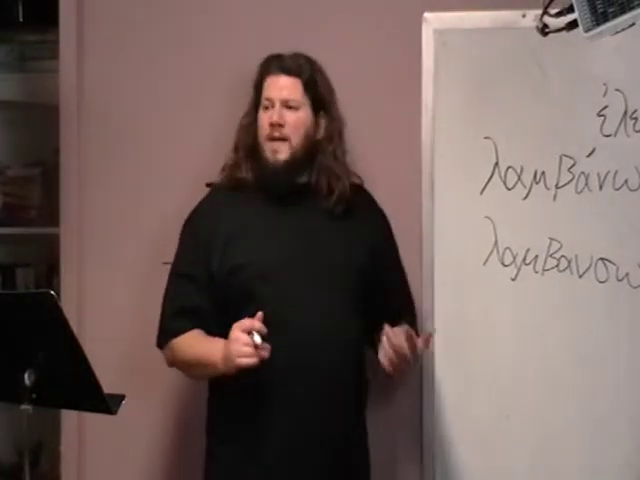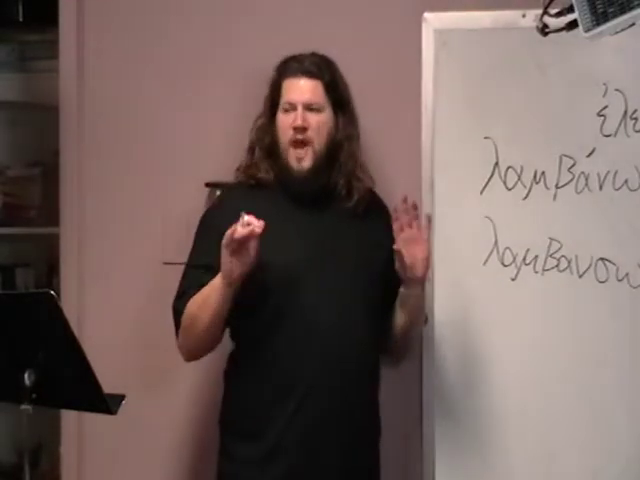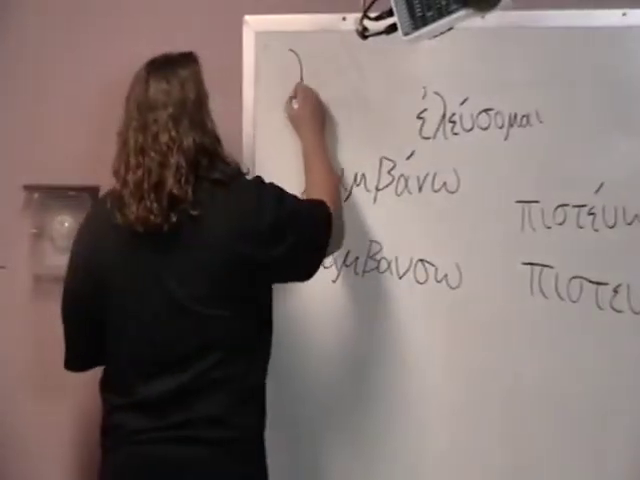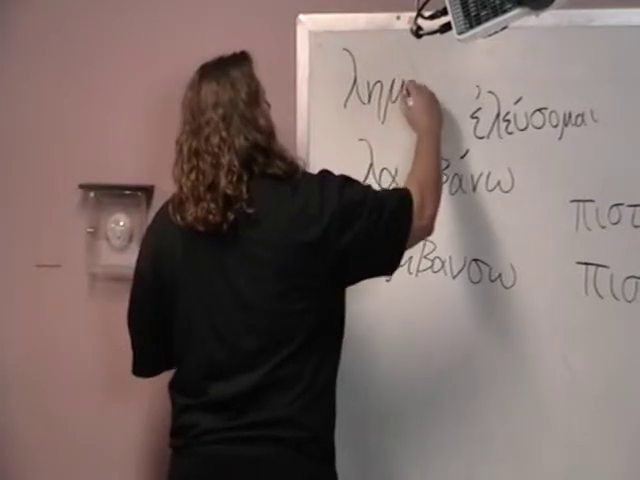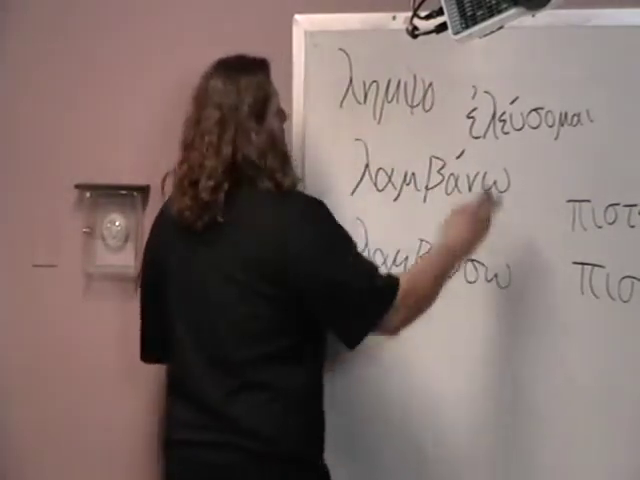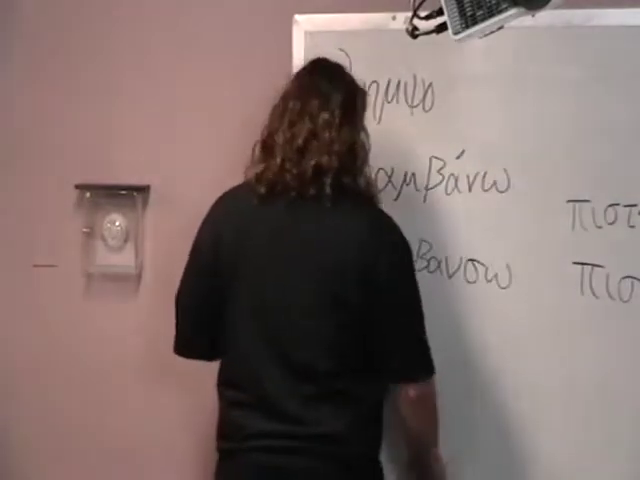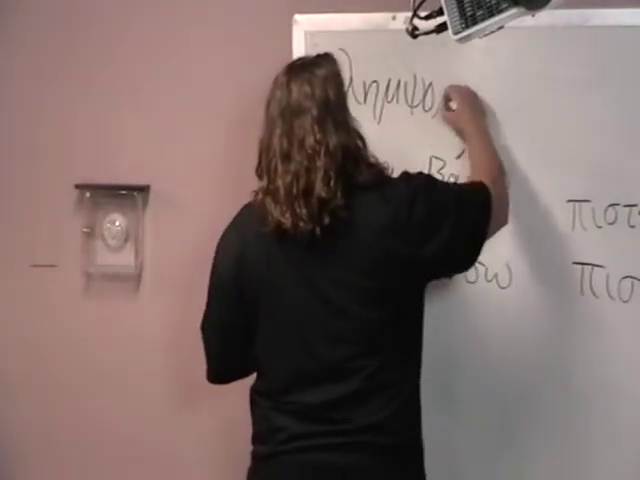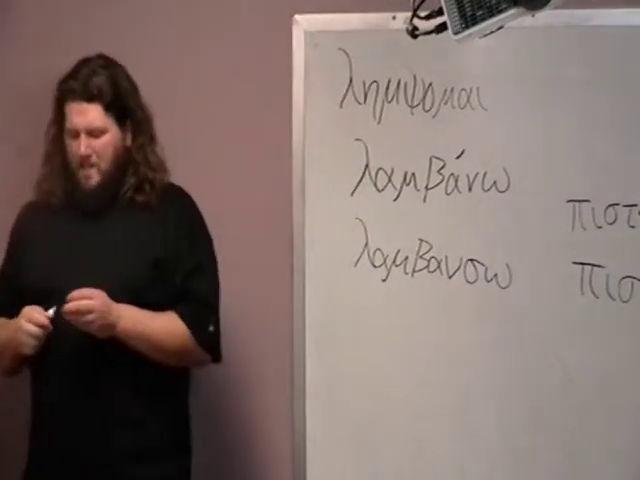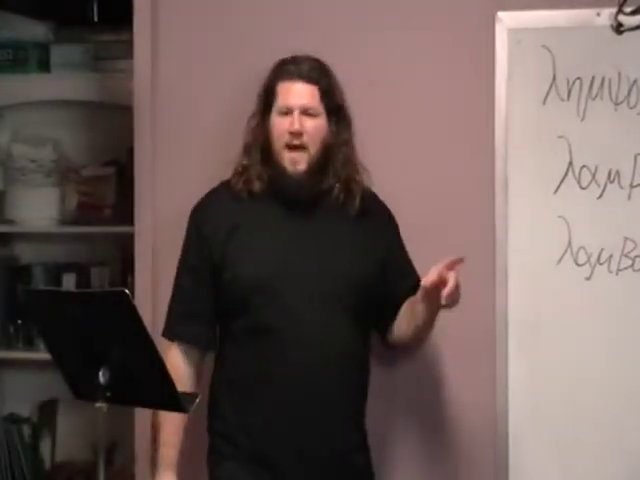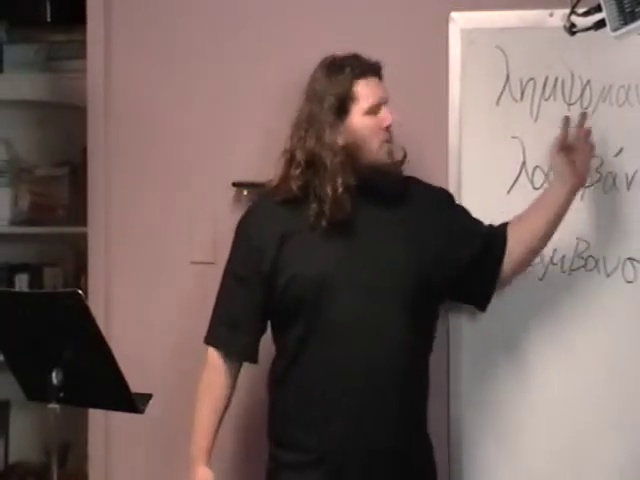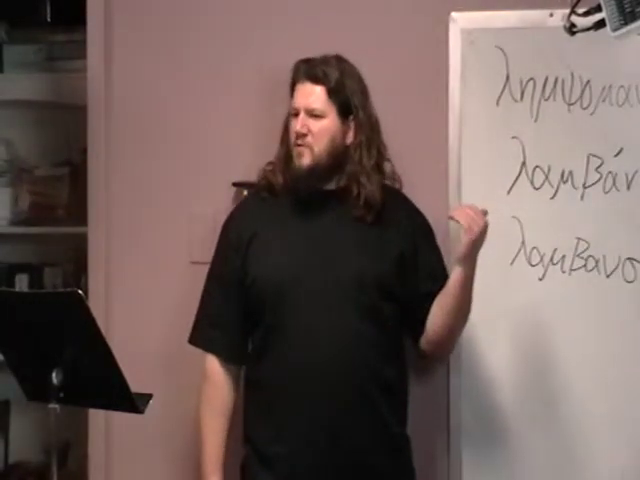Well, what is the future active indicative first singular from lambano? It's actually lampsomai. It's actually lampsomai. Now, so what happened here? Well, omai instead of o. So it switched to deponent in the future.